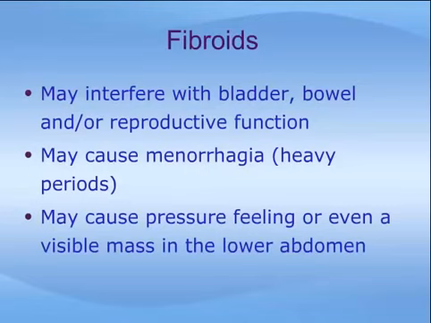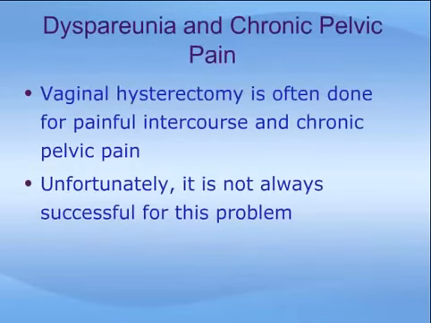Fibroids may interfere with bladder, bowel, and/or reproductive function. They may also cause menorrhagia or heavy periods. And they may also present as a pressure feeling or even a visible mass in the lower abdomen. Vaginal hysterectomy can only be done for a uterus below a certain size. This size will somewhat depend on individual surgeons, but it is safe to say that few gynecologists will agree to attempt a vaginal hysterectomy for a uterus that is easily palpable above the pubic bone.